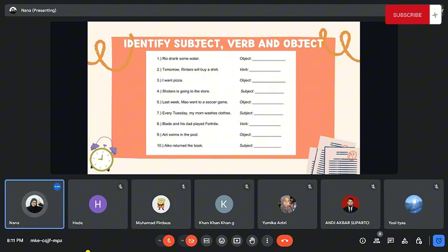And the fourth question, Yumika. Sotaro is the subject. Okay, read the sentence, please. Sotaro is going to the store. So the subject is Sotaro. Okay, that's right. Thank you.